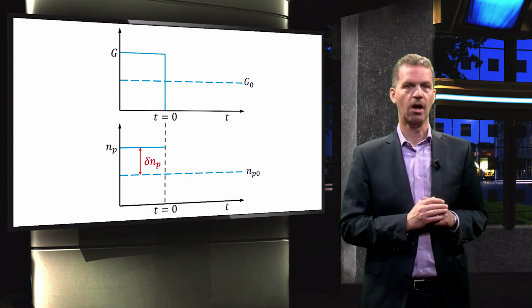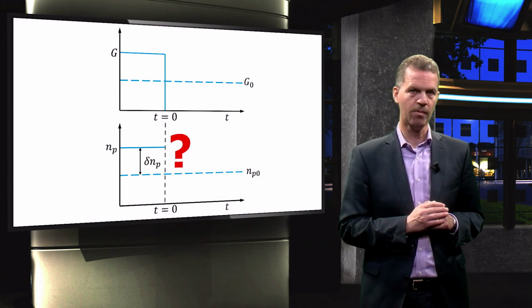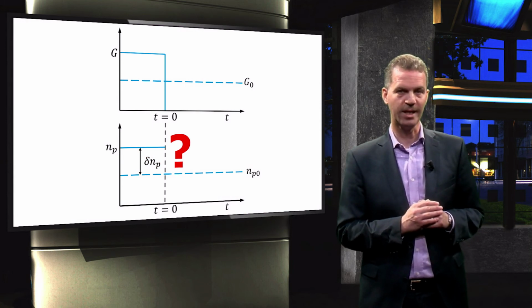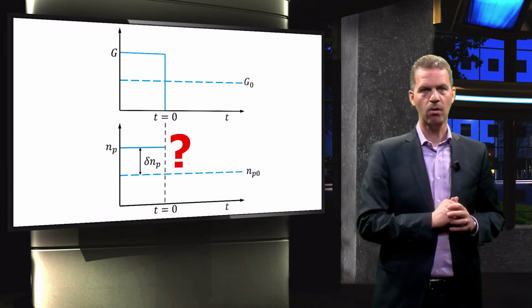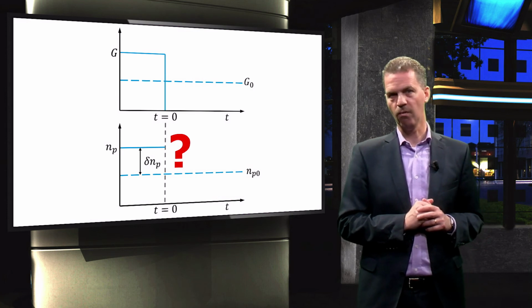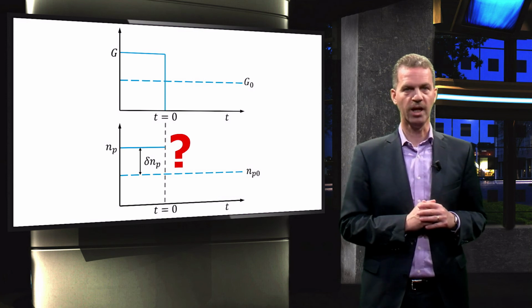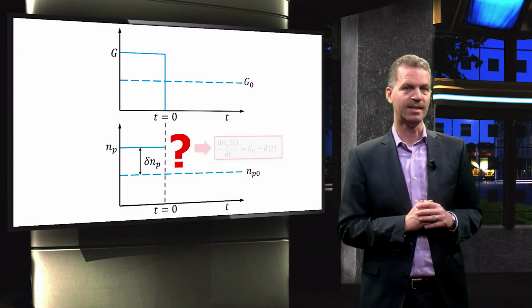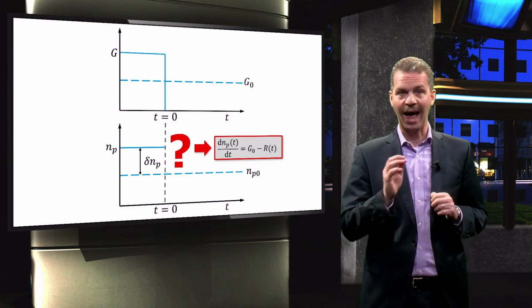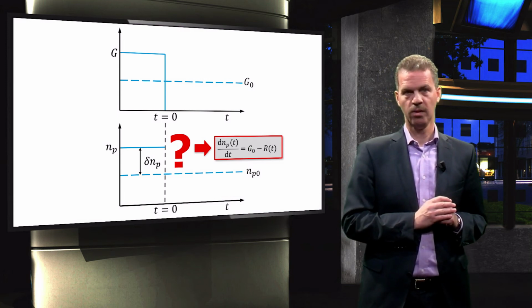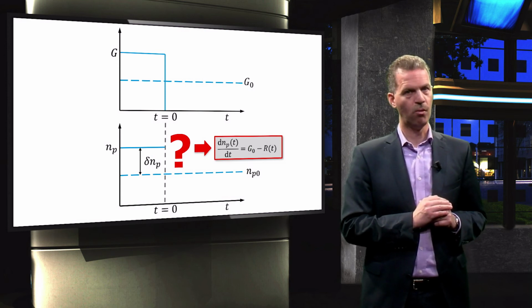We now would like to know how the electron density changes as a function of time after the external generation rate G is turned off at t = 0. Therefore, we look for the derivative of the electron concentration with respect to time. The rate of change of the electron concentration is determined by the thermal generation, which is the gain term, and the recombination rate R, the loss term. Let's work this equation out in somewhat more detail.